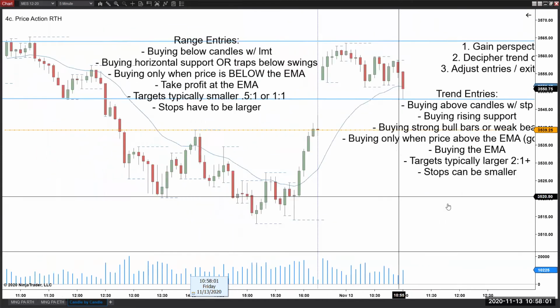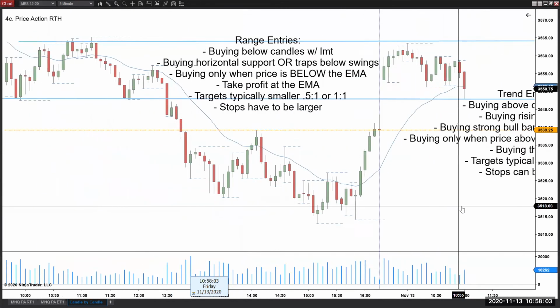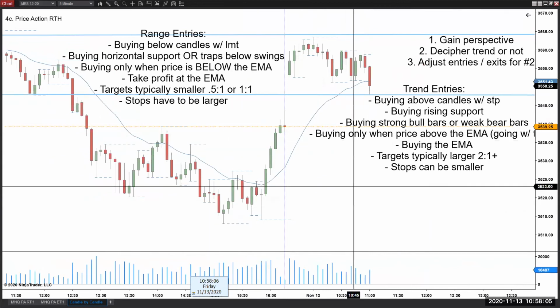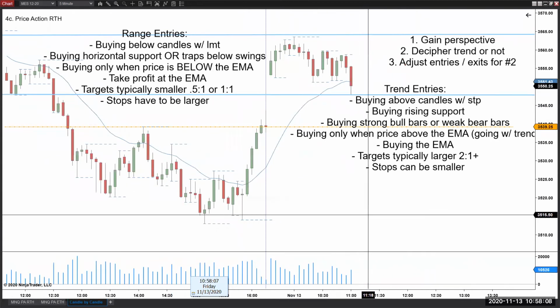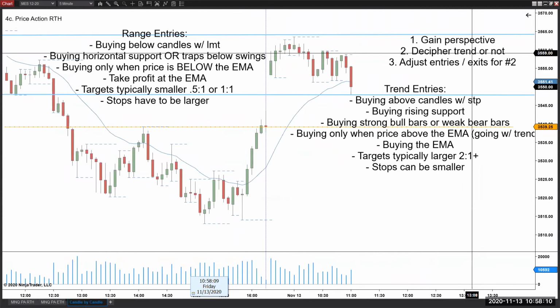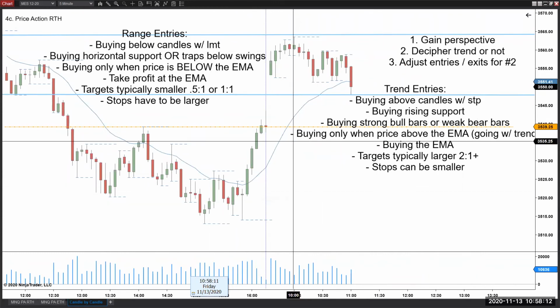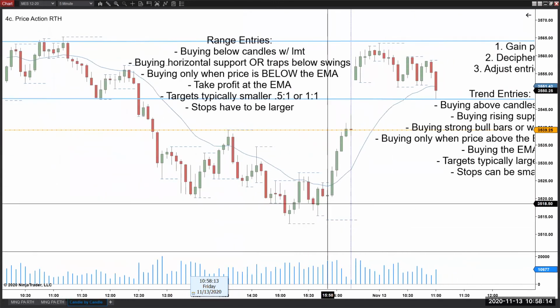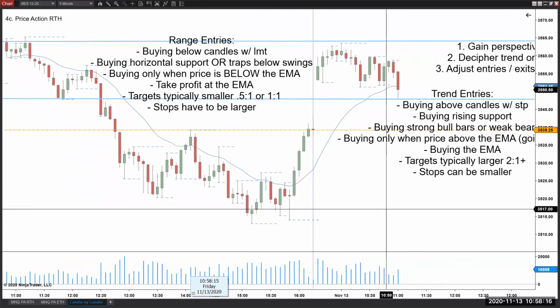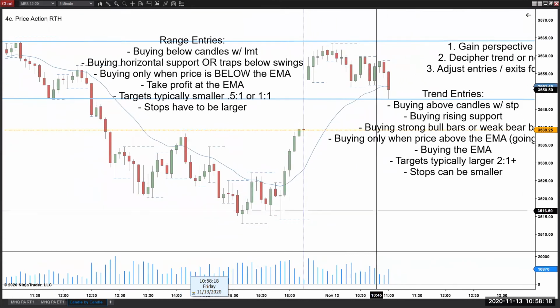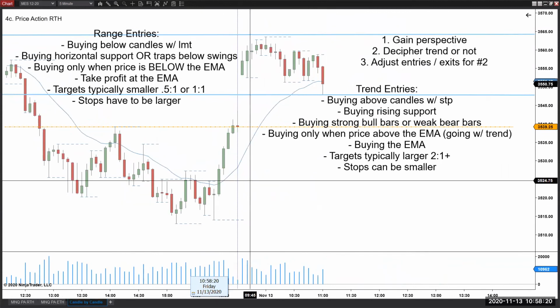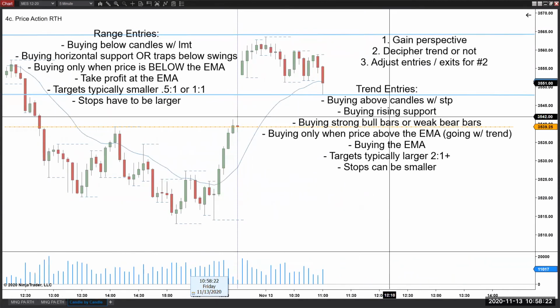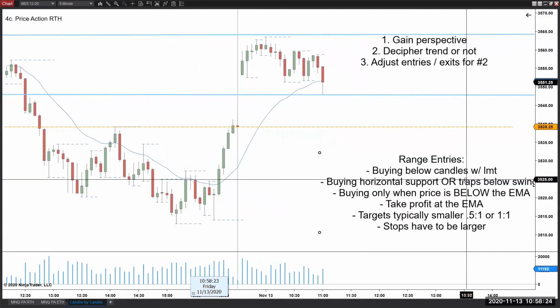So we gain perspective. Where are we? We're in a range. We're in an upward range, so I know that I want to be a buyer, but I want to be a buyer on the lows. Decipher: are we in a trend or not? Not really, but kind of. We're sort of in a trend. It's a weak uptrend, range bound mostly, so I still want to be buying low. Now that I know we have range entries, get rid of that one. This is what I'm focusing on.